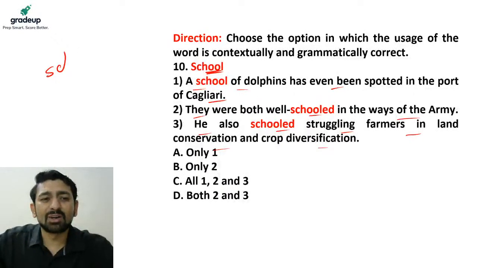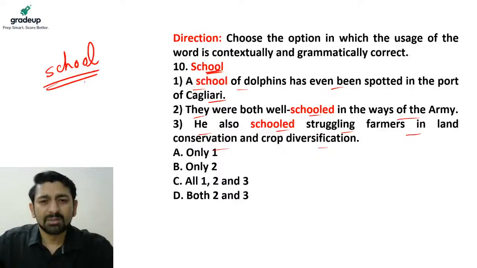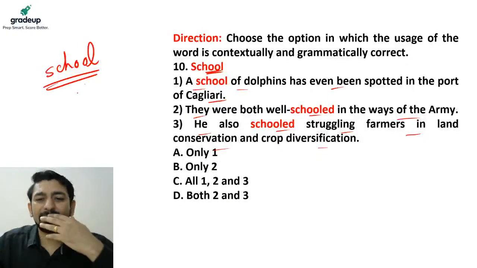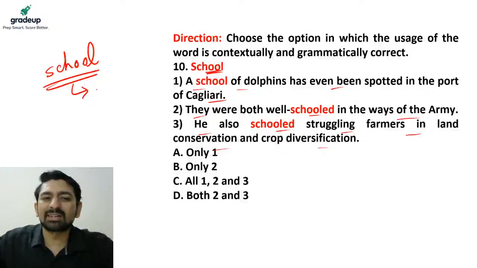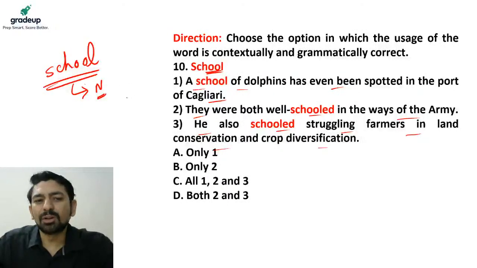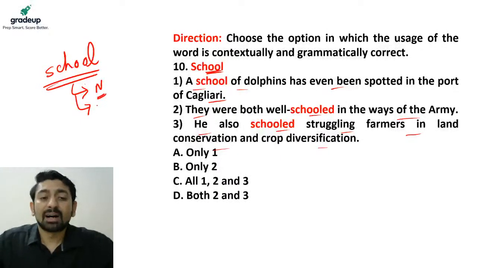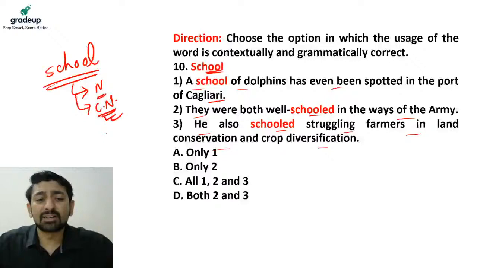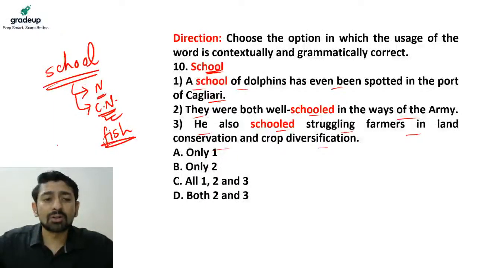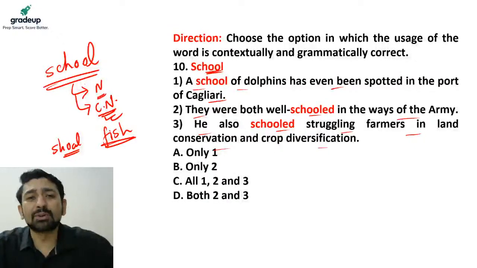So let me tell you the meaning of school here. School can mean one, a noun, which is the general school, the school which we go to. Another, school is used for collective nouns as well. I don't know whether you've heard a school of fish. A group of fish is called a school. It's also called a shoal. Shoal and school both are used for a group of fish. It is a collective noun as well.